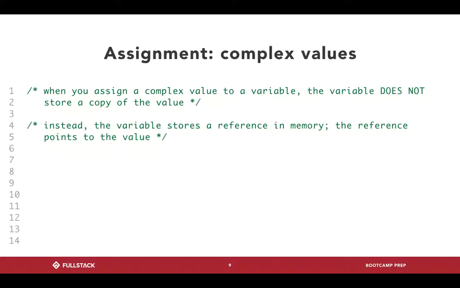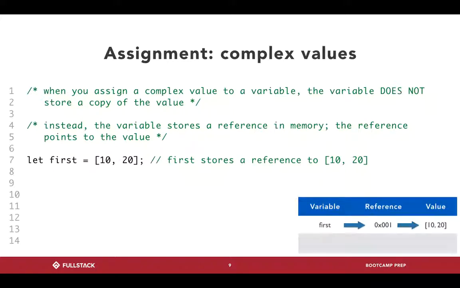Okay. However, with complex variables, it's a little bit different, right? With complex variables, we introduce this idea of a reference. You can also think of it as an address. Basically, almost like a place in your computer's memory where this value exists.